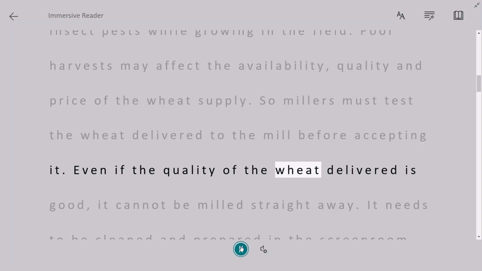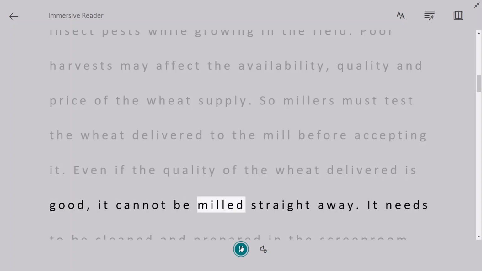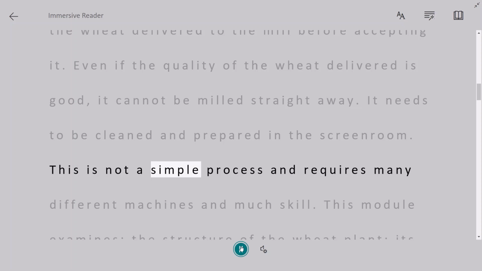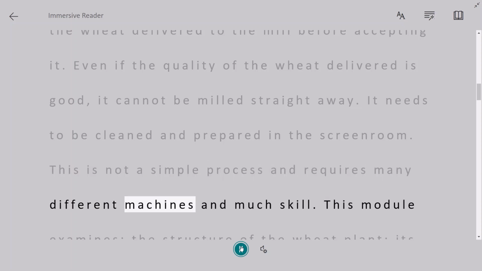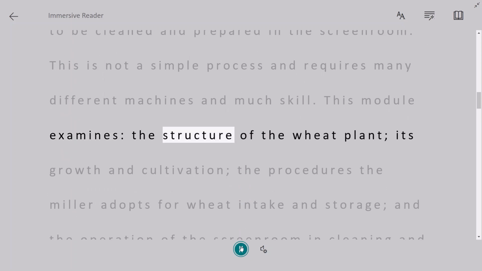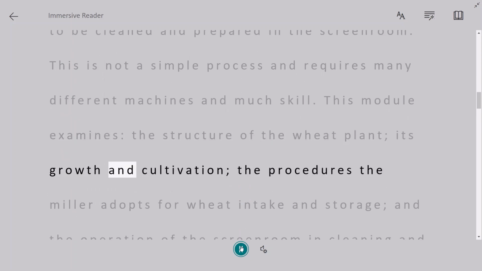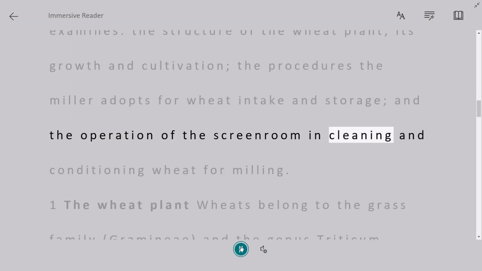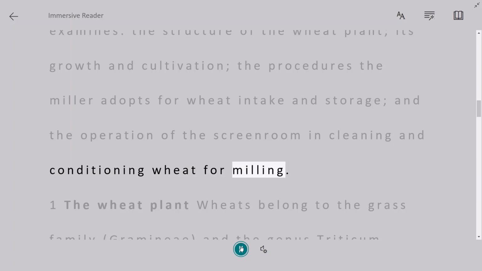Even if the quality of the wheat delivered is good, it cannot be milled straight away. It needs to be cleaned and prepared in the screen room. This is not a simple process and requires many different machines and much skill. This module examines the structure of the wheat plant, its growth and cultivation, the procedures the miller adopts for wheat intake and storage, and the operation of the screen room in cleaning and conditioning wheat for milling.